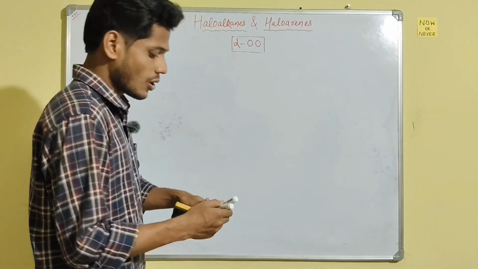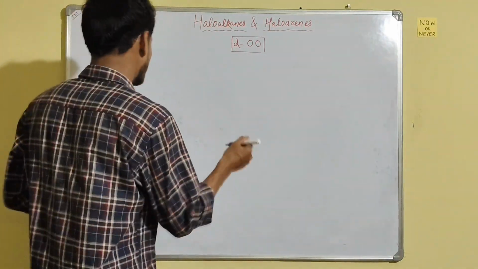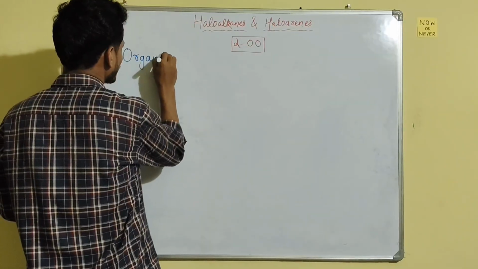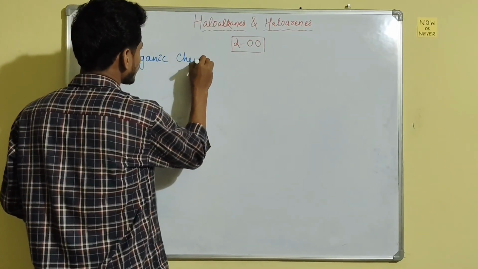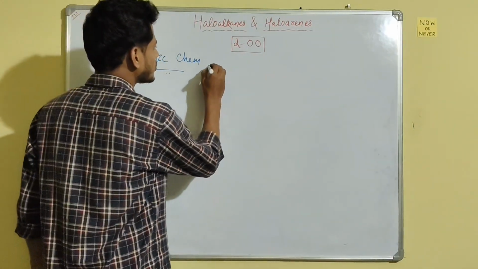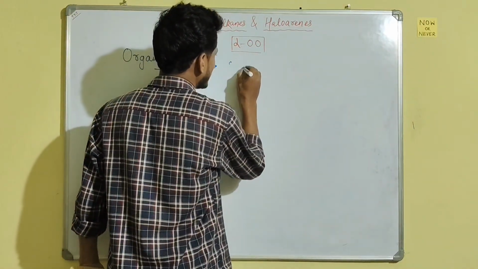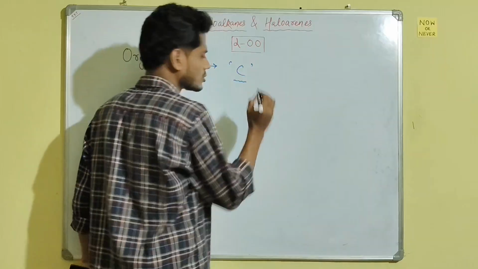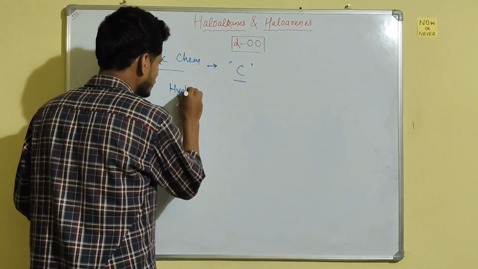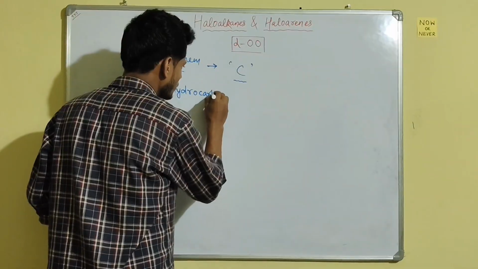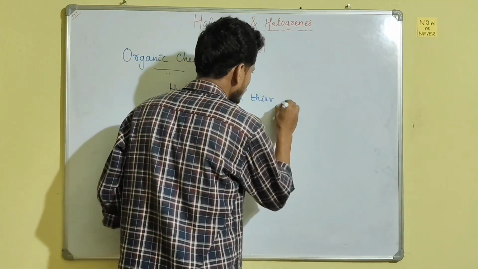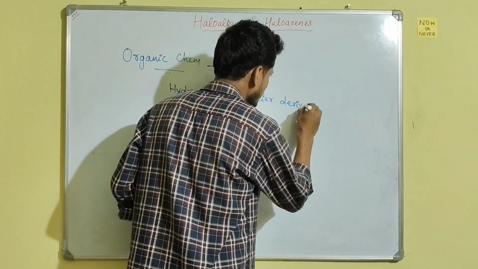So first of all, what do you mean by organic chemistry? Organic chemistry is the study of carbon compounds, that is hydrocarbons and their derivatives.